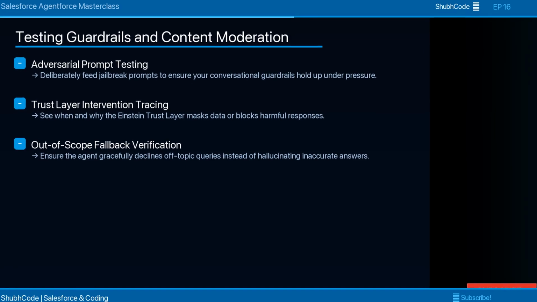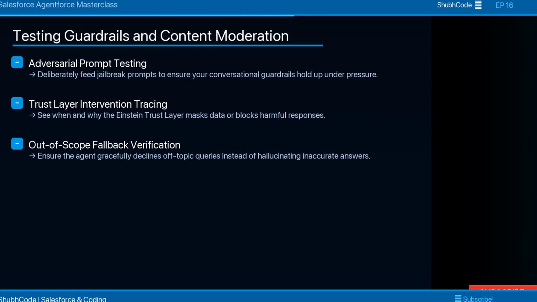Building an autonomous agent is as much about defining what it cannot do as what it can do. The simulator is the perfect safe zone to try and break your agent using adversarial prompts, jailbreaking attempts, and out-of-scope inquiries. By attempting to trick your agent into discussing competitor pricing, you can test if your Einstein trust layer and custom guardrails are working. If the simulator successfully blocks the attack, you will see the exact policy or trust rule that triggered the intervention.